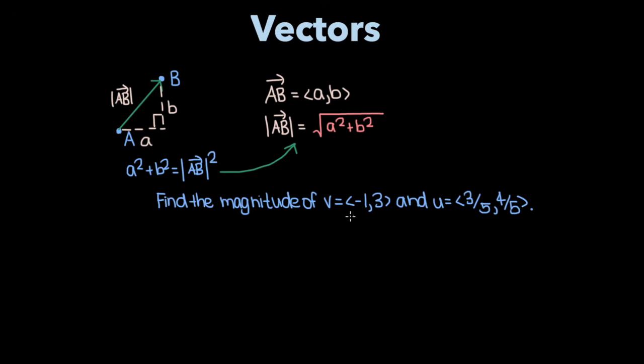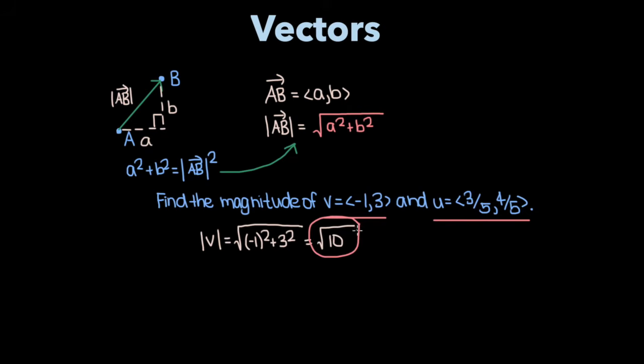Alright, now let's do this problem. So we have to find the magnitude of this vector and the magnitude of this vector. So let's start by finding the magnitude of vector v. The magnitude is going to be equal to the square root of its horizontal component squared, which is negative 1 squared, plus its vertical component squared, so 3 squared. This is equal to the square root of 1 plus 9, which is 10. And so the magnitude of vector v is root 10. And what this means is, if you draw the vector v, which is negative 1, 3, the length of that vector is root 10.